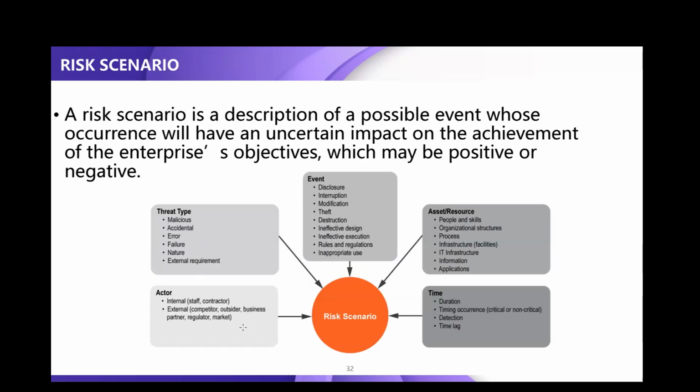So let's look at this scenario. A risk scenario is a description of a possible event whose occurrence will have an uncertain impact on the achievement of the enterprise objective, which may be positive or negative. Whenever you're looking at a risk scenario, you need to look at the threat type. Threat type can be malicious, somebody intentional who wants to hack into the organization. It can be accidental. If there's a weakness, somebody can accidentally do what they're not supposed to do.